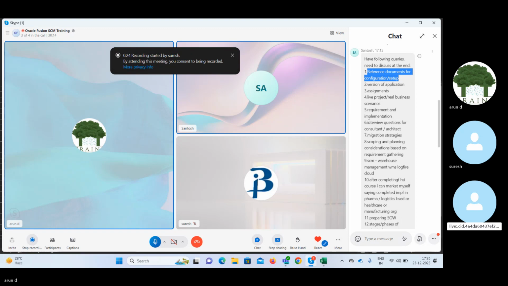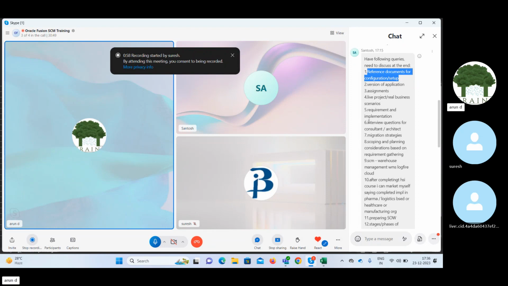Will this course help to identify the scope or identify the business requirements and convert that into a solution as a consultant or architect? Yes, I can give you the requirement that I have taken, and I can give you the solution, how I came up with it. Whatever experience I have gained, I can share that with you.